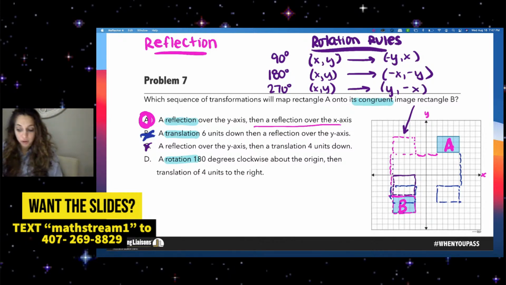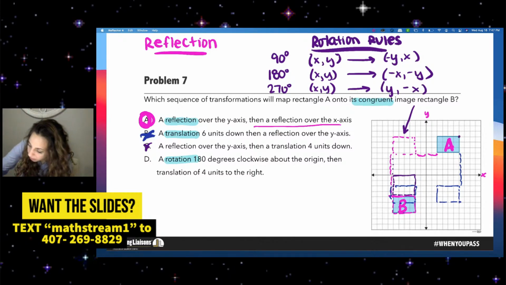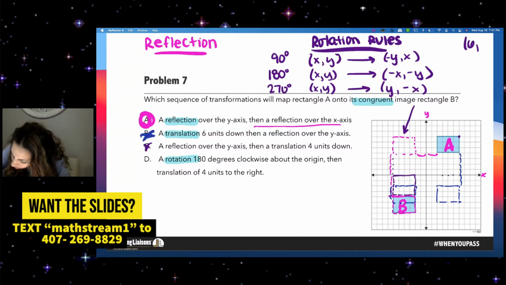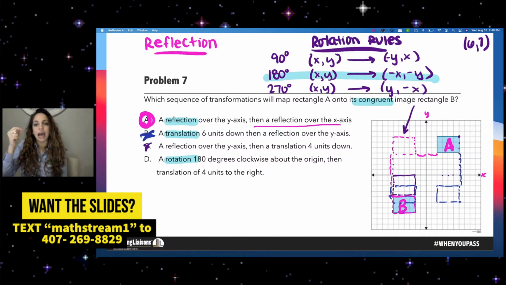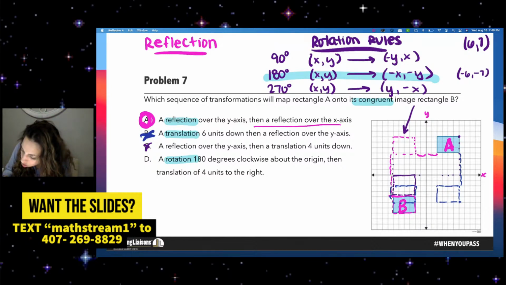So those are important. So if this is my point, that point is 6 comma 7, counting 1, 2, 3, 4, 5, 6 and 1, 2, 3, 4, 5, 6, 7. And I rotate it 180 degrees. Let's take a look at that 180 degrees. It becomes a negative X, negative Y. So this point would become negative 6, negative 7. So 1, 2, 3, 4, 5, 6, 1, 2, 3, 4, 5, 6. It would land right here. I have a feeling it's going to land on top of B. And then there's a translation that happens after that.